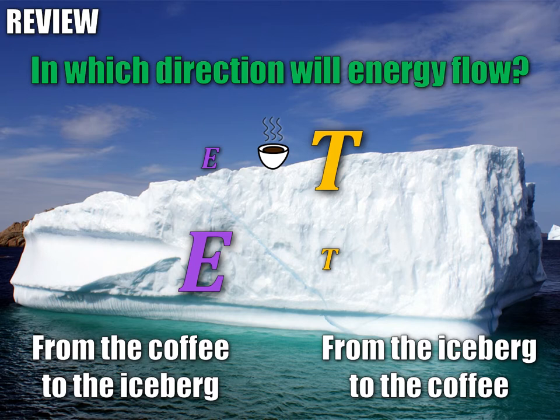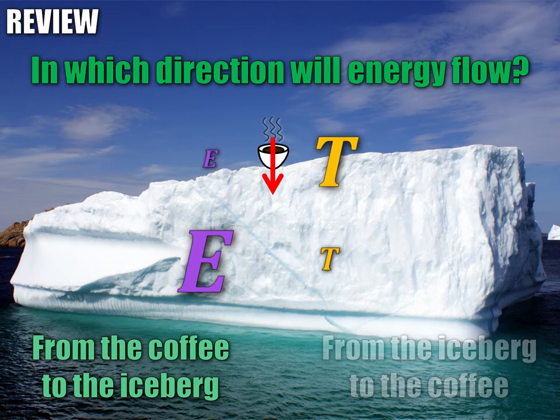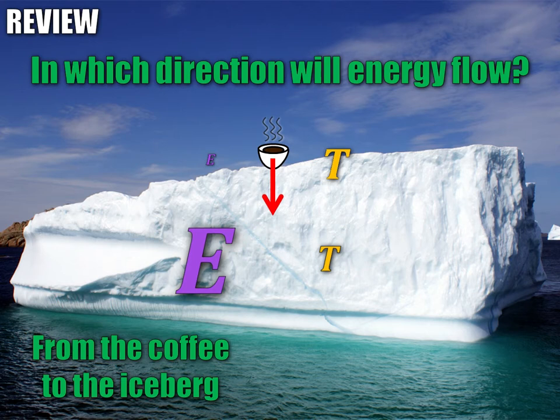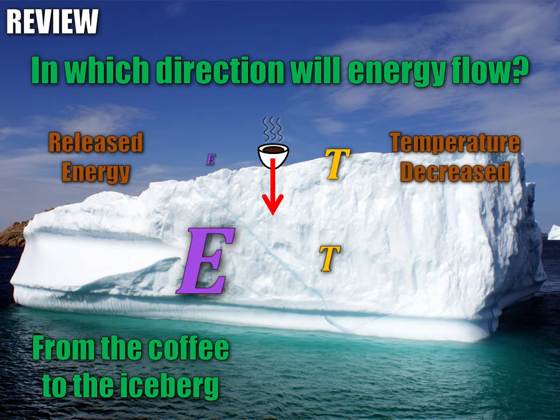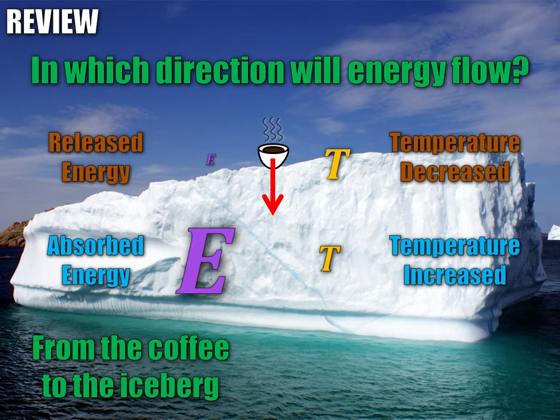So the question is, does the heat leave the coffee, or does the coldness enter the coffee? This is a question of whether it's heat that flows or coldness that flows. The answer is, it's heat that flows. The coffee is going to lose temperature. It's going to release energy. The iceberg, on the other hand, is going to absorb this energy, and its temperature will increase. So we notice that energy is transferred from the coffee to the iceberg.